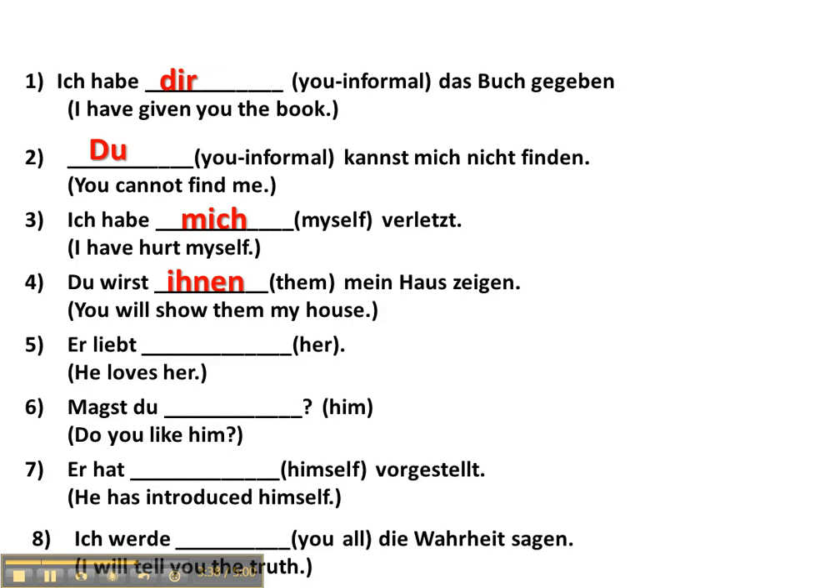Number five, he loves her. Her is the direct object, so: Er liebt sie. Nummer 6, do you like him? Magst du ihn? Because he's the direct object. Er hat sich vorgestellt. He introduced himself. Nummer 8, ich werde euch die Wahrheit sagen. Now we're going to try a few more.